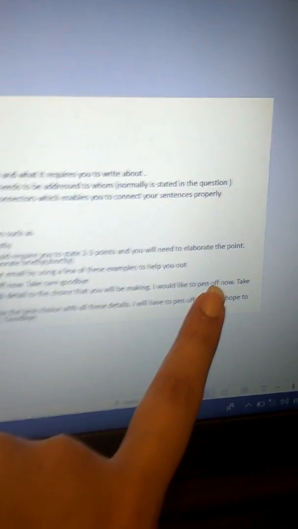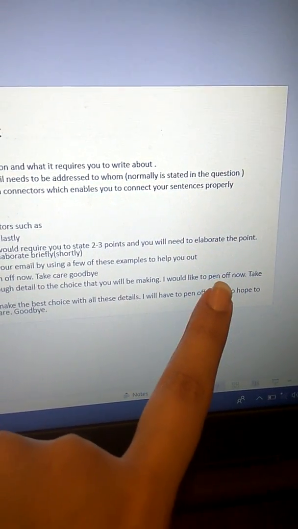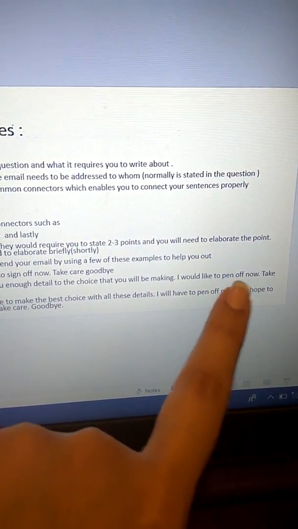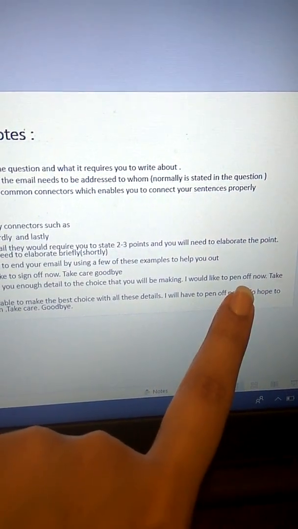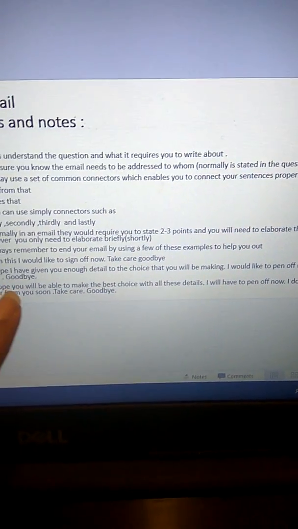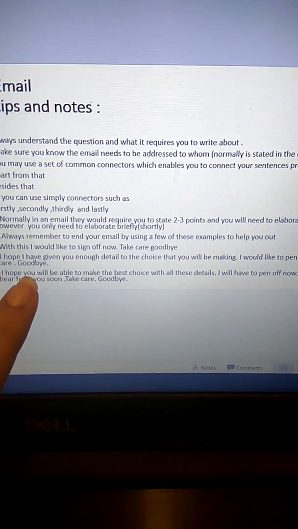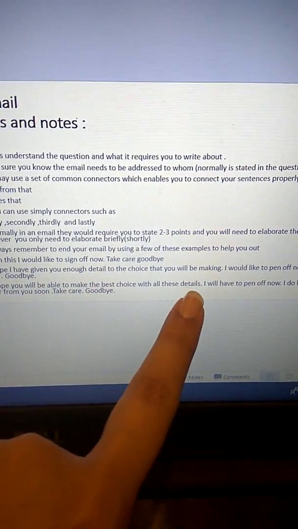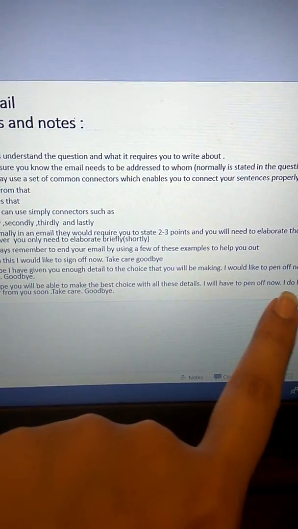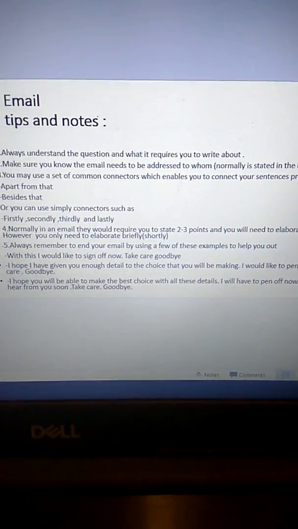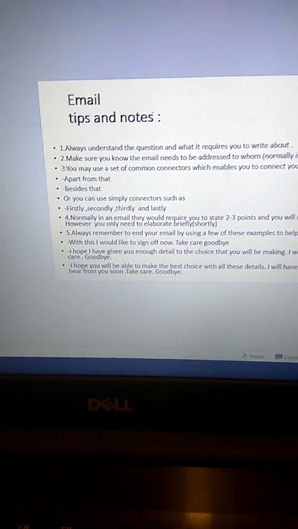Pen off is a phrasal verb, and if I use this form of vocabulary, it will gain me marks. Okay, take care, goodbye. Or you could use: I hope you will be able to make the best choice with all these details. I have to pen off now. I do hope to hear from you soon. Take care. Goodbye. Okay, so these are a few examples of how you can end your email.